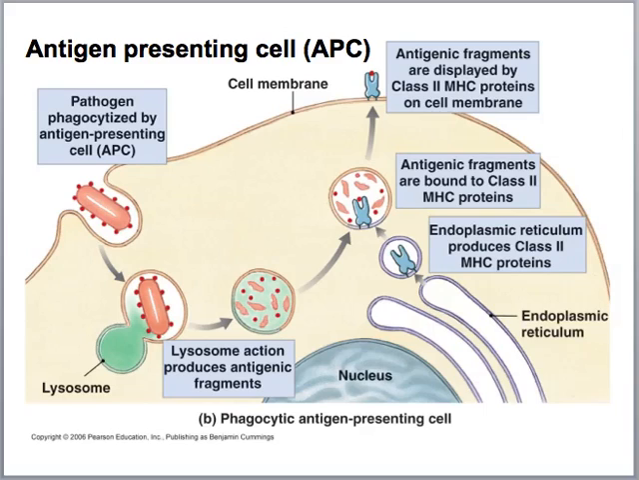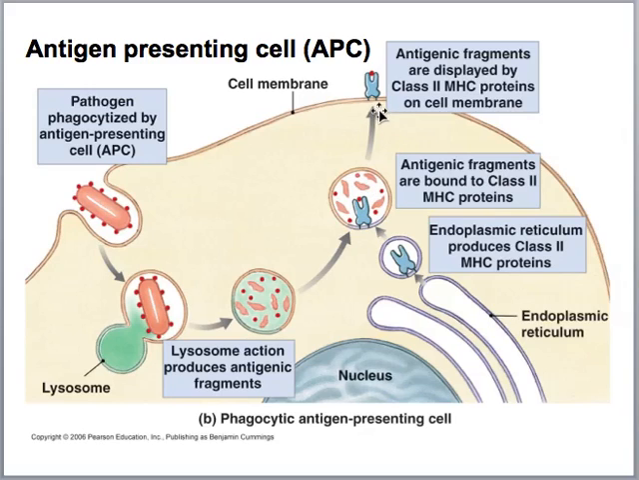Okay, and this is what's happening also with this infection. Here we're showing the bacterium that's been phagocytized by the antigen-presenting cell, which would be like a macrophage. It's taken in by endocytosis. It's then digested by a lysosome, breaking it down, producing fragments. The antigenic fragments are then bound to a class 2 MHC protein, a different MHC than the previous.